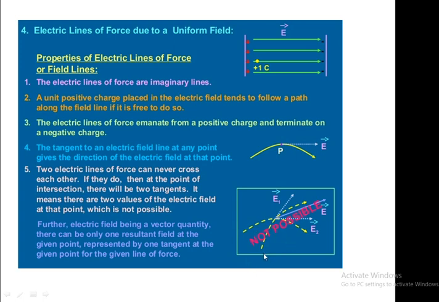You see two curved lines, a yellow curve and another yellow curve. These are electric field lines. They are intersecting. Actually, it is not possible.